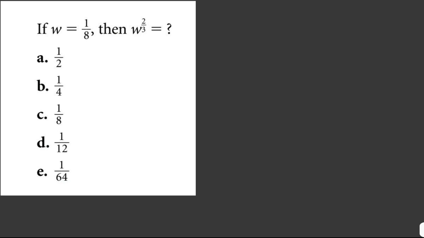Now to solve this, we're given here that the value of W is equal to 1 over 8. Then we need to solve for W to the 2/3. So we just have to substitute 1 over 8 for W. So W to the 2/3 would be 1/8 raised to the power, or exponent, 2/3.